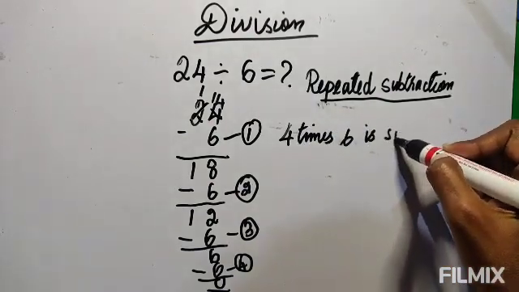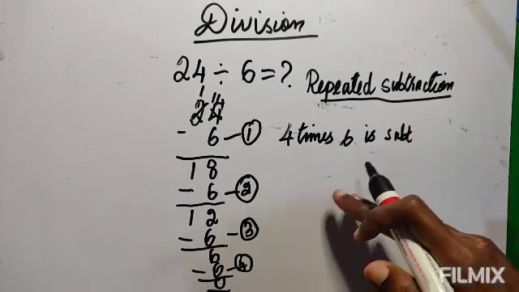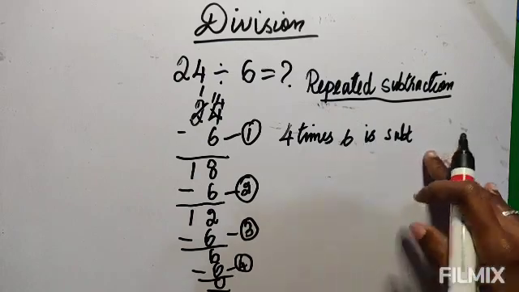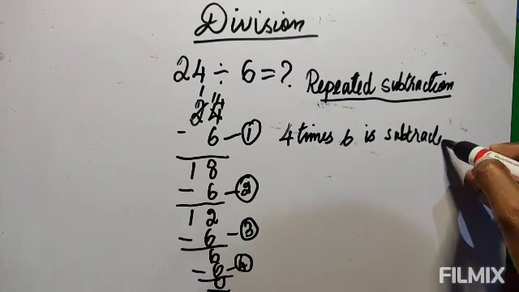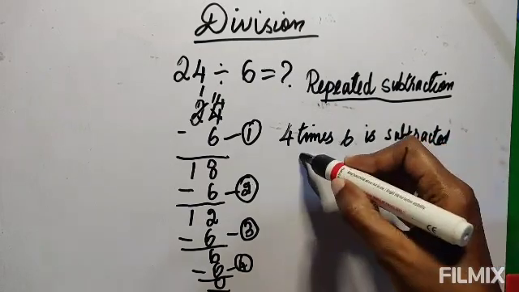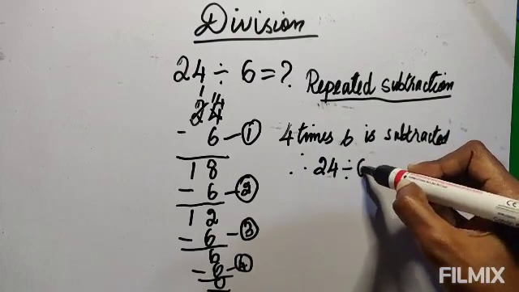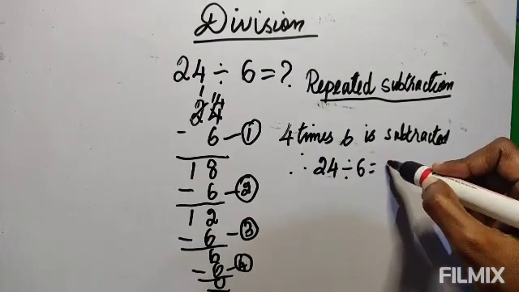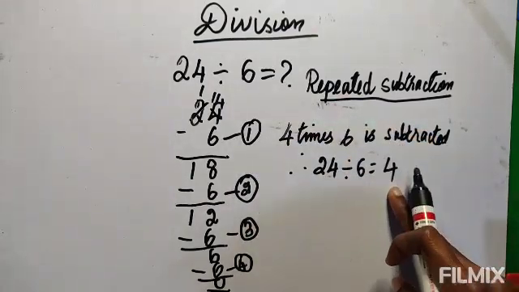You have to write the answer this way. Since if I write it down, you can't see it on the screen, that's why I am writing on the side. 4 times 6 is subtracted from 24. Therefore 24 divided by 6 equals 4. How many times you have subtracted, that will be the answer.